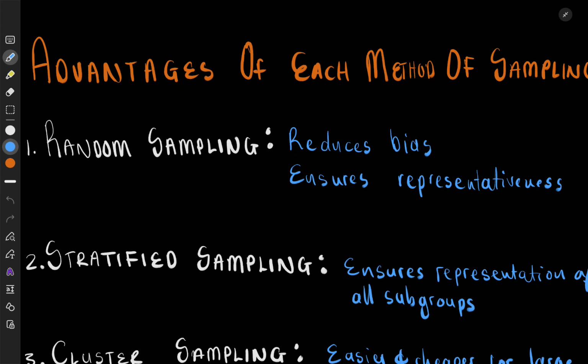So it is a sampling method where the population is divided into subgroups called strata. Then members are chosen randomly, or individuals or items are chosen randomly from each subgroup. Okay, items are chosen randomly from each of the subgroups.